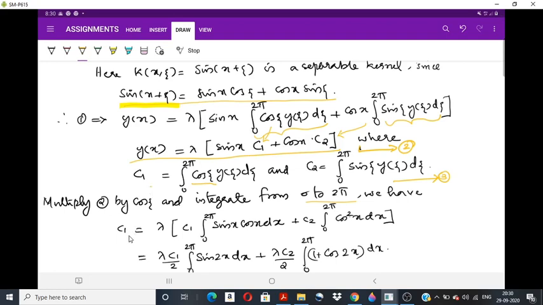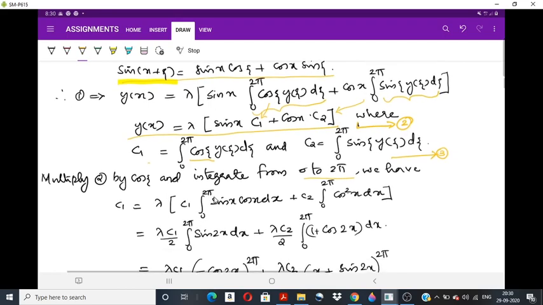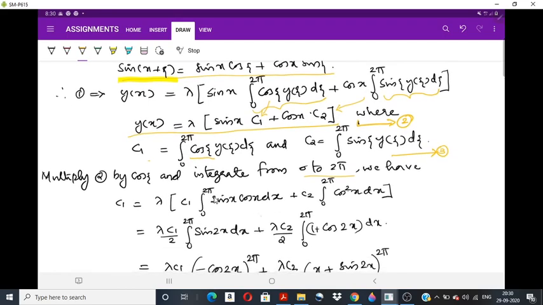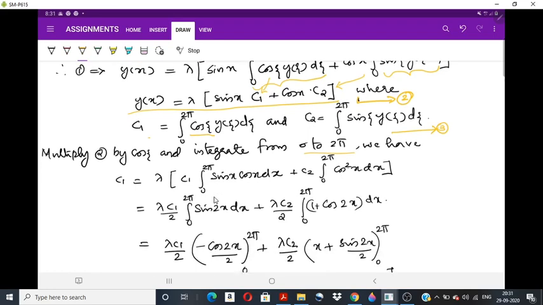So we will get C1 is equal to, on the right side, lambda into C1, C1 is a constant, then sin x into cos x, then integrating. So integral 0 to 2 pi sin x into cos x dx plus C2 integral 0 to 2 pi cos x into cos x, that is cos square x dx. Then we substitute, or put lambda into the bracket. We have lambda c1 by 2.